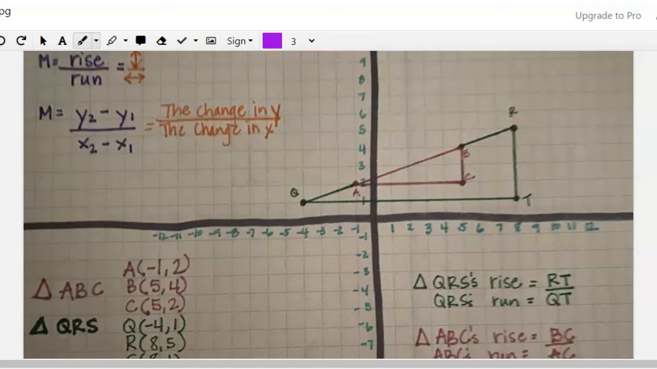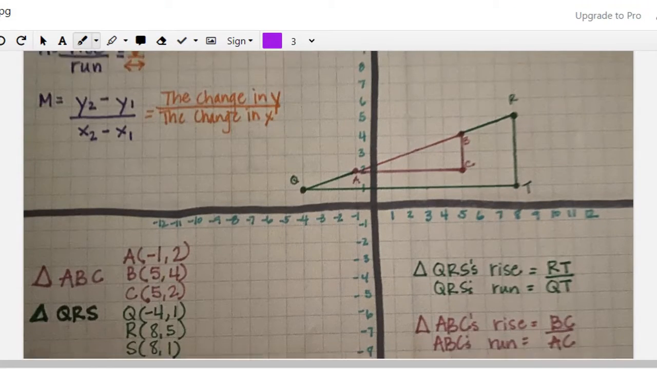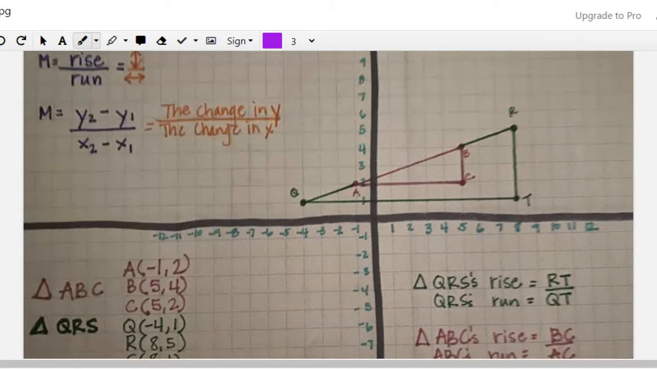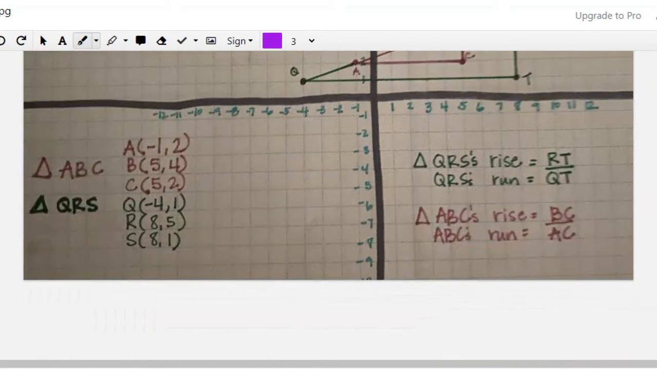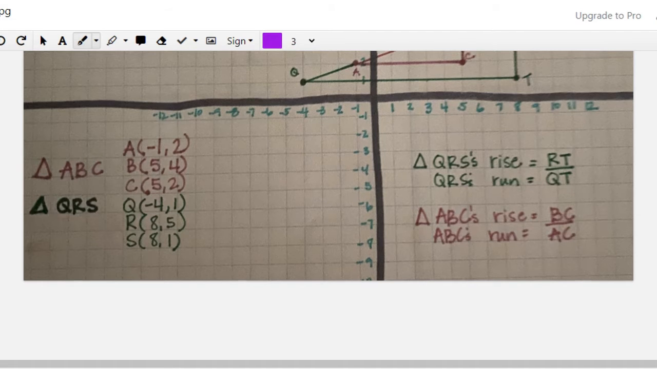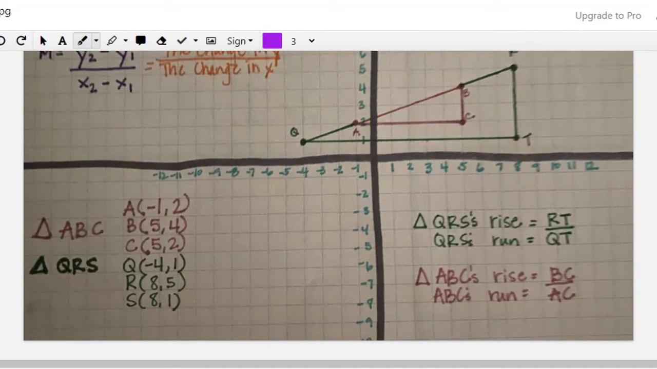And I just got some graph paper and graphed these triangles. So we'll start right here. I have triangle ABC. A's point is (-1, 2), and you can see I put a dot there. B's point is (5, 4), which is up here, letter B. C's point is (5, 2), which is right there. I connected the triangle.